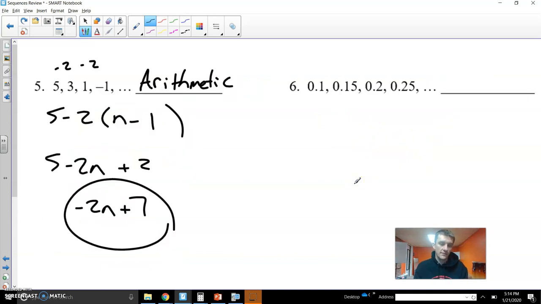SAT, ACT stuff. You want to be prepared for that. So I'm going to let you try 6 on your own. I've got 5 here though. If you take 3 and subtract 5, you get -2. And that continues to be correct.